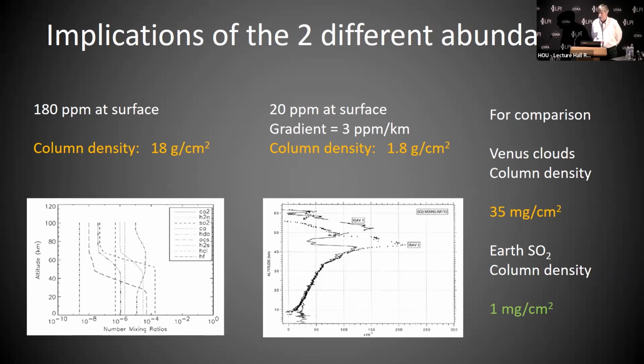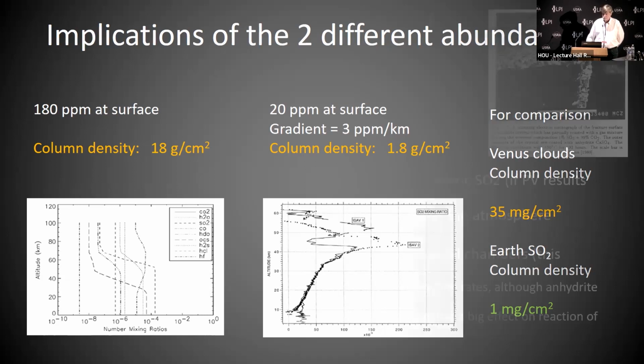Just for comparison, the Venus cloud's column density is about 35 milligrams per square centimeter. That is the aerosol mass. And the Earth's SO2 column density is about a milligram per square centimeter. So the sulfur chemistry in Venus is obviously much more important than it is on Earth.